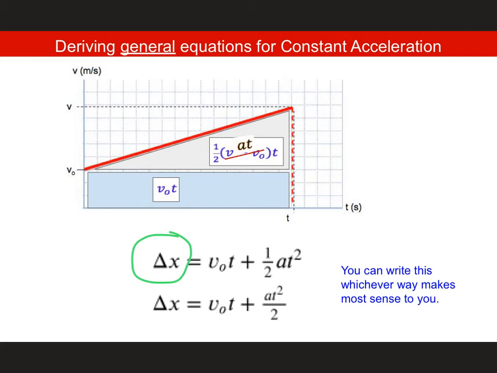Delta x is officially the displacement. It's how far the object has gone compared to where it started. So we'll need to remember that when we put things in for delta x in this formula and understand what we get out of it as well.